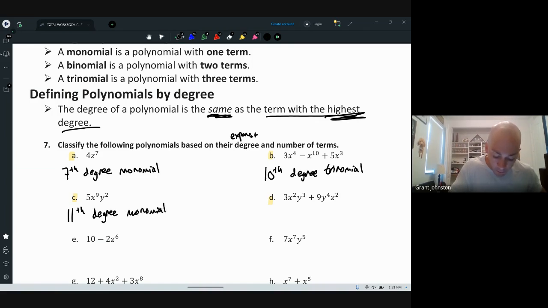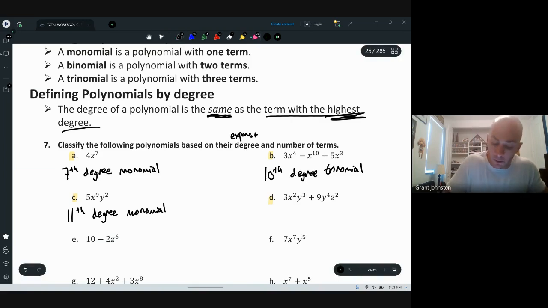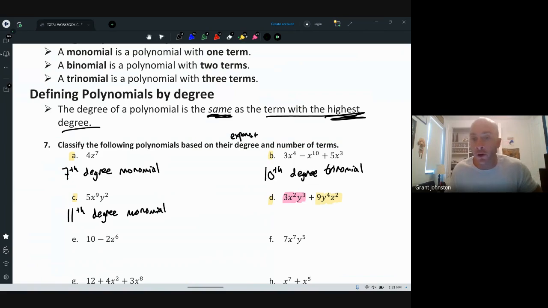Monomial. There's only just one term. That's just combined, that's one term. D has two terms. Maybe I'll highlight the two terms just to make this as clear as possible. Those are our two terms.